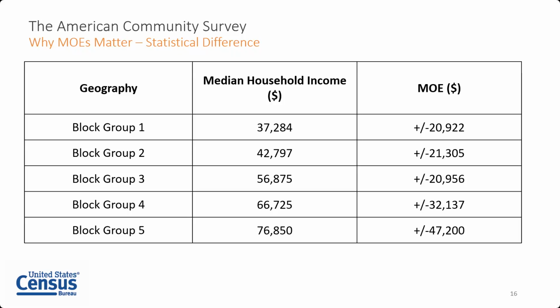So looking back at this table, we can now see that the median we thought was the lowest has an MOE of $20,922. Meanwhile, the seemingly highest median has an MOE of $47,200. So both estimates, therefore, have substantial variability. Unless you take into account these MOEs, you cannot conclude that they are statistically different from one another. Instead, you have to do statistical testing to check for any differences. Now, no worries. I will show how to perform statistical testing using this exact example soon.